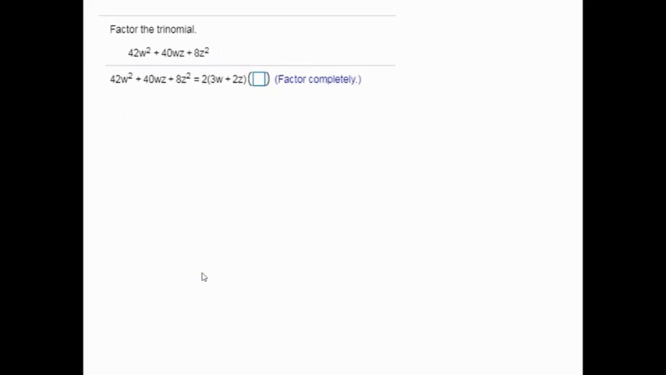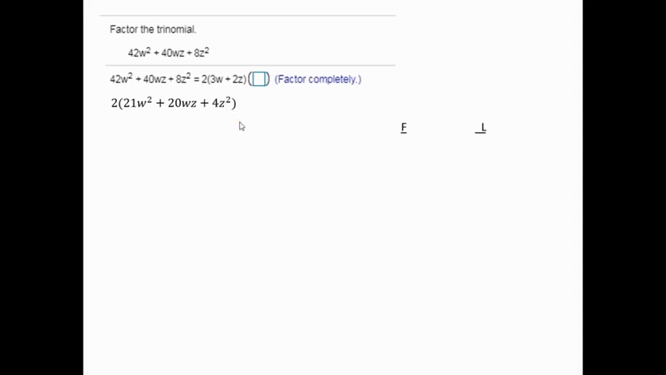Now, however, one student once asked me, well, how would I do this if I wasn't given these hints? So I'm going to show you, again, the long way of going about doing this if you weren't given these hints. The first thing I would notice when I came across this trinomial is that it has a common factor of 2. I can take out a 2 out of each one of these terms. So that's the first thing I would do. Take out a 2 out of each one of these terms. Then I would get 21w squared, 20wz, and 4z squared.